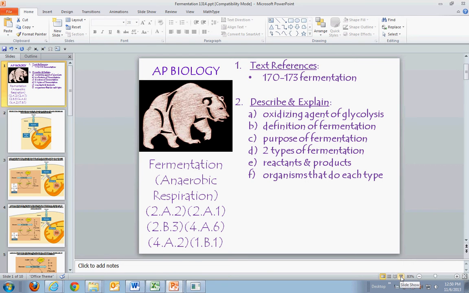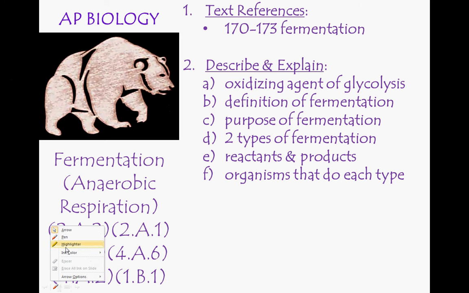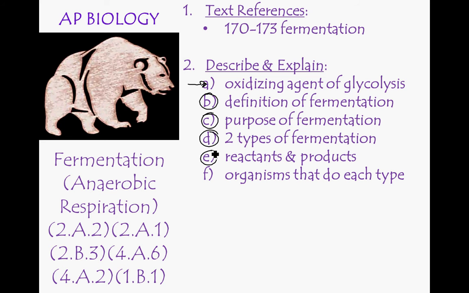Welcome to another screencast. This is about fermentation or anaerobic respiration. You want to describe or explain, first of all, the oxidizing agent of glycolysis. This will be helpful if you are able to identify that. Then the definition of fermentation, the purpose of fermentation, the two types of fermentation, the reactants and the products of fermentation, and an example of an organism that would do each type of those subcategories of fermentation.